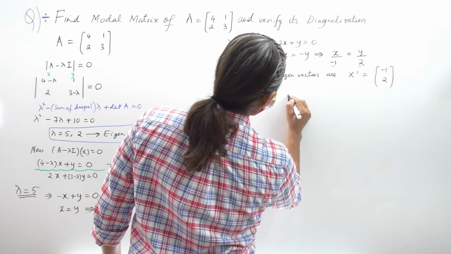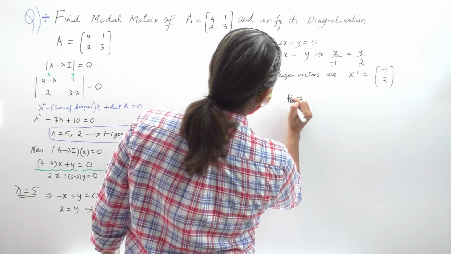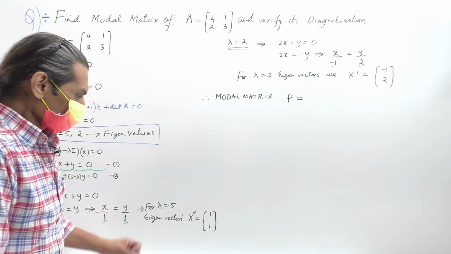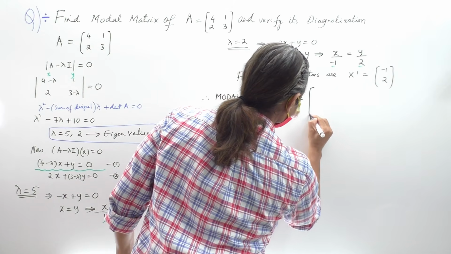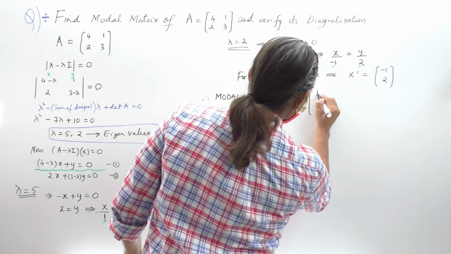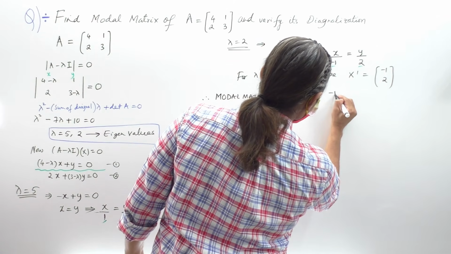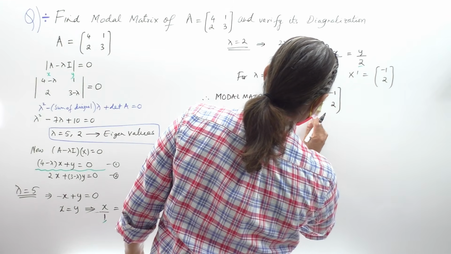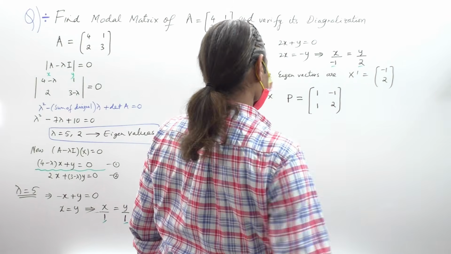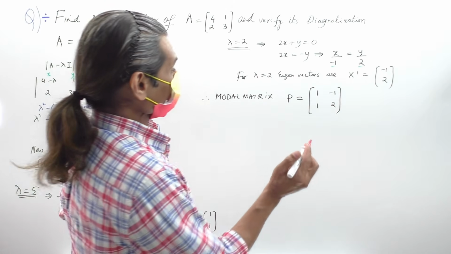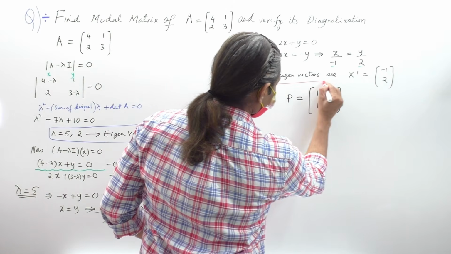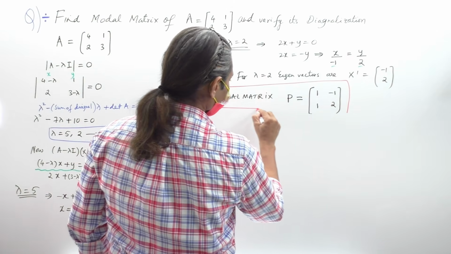Therefore, the modal matrix, I take it as P, we denote easily as P is equal to the matrix of eigenvectors column wise, that is 1 1 and minus 1 2. That's it. So this is the modal matrix. Now, as they mentioned here, find a modal matrix that carries mass. So we underline here, the modal matrix is that much.